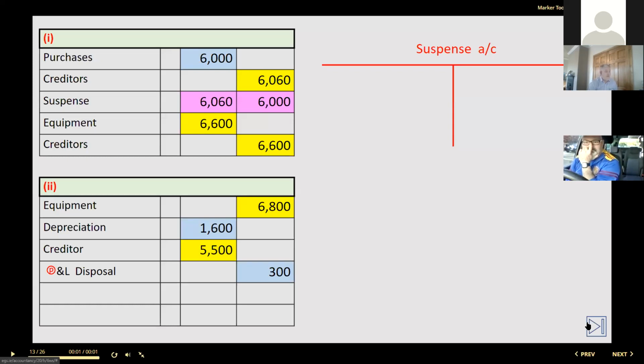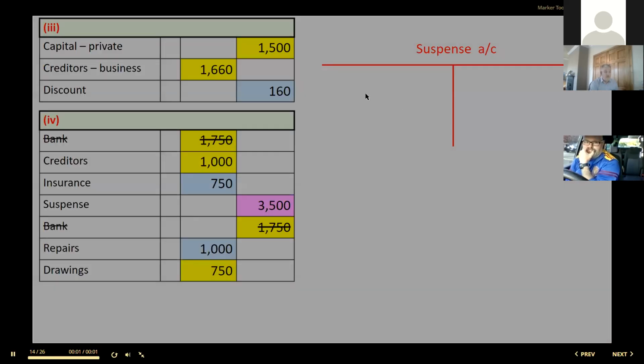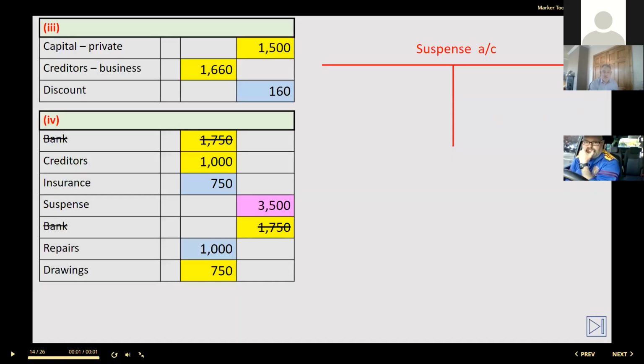What entries do I have to put in? Well, I get the new whiteboard marker out and I write in 60-60 and 6,000. That is transaction number 1. Double entry against creditors, 60-60. Still transaction number 1, double entry against purchases, 6,000. Is there anything else there for the suspense? No, it's really easy to see. Just move it on. Because this is on a whiteboard, my whiteboard marker writing is still there.